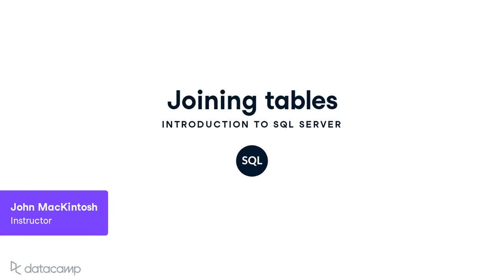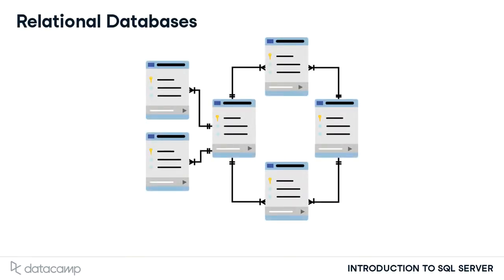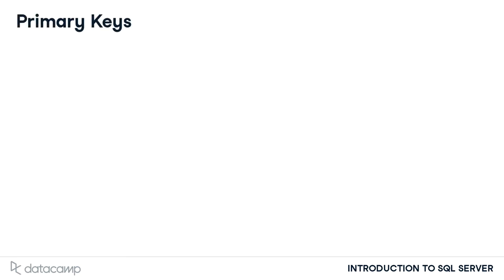In this chapter, we'll look at some of the most common ways of joining tables to create more expansive queries. SQL Server is a relational database management system. One of the key principles of a relational database is that data is stored across multiple tables. We'll need to be able to join tables together in order to extract the data we need. We use primary and foreign keys to join tables.